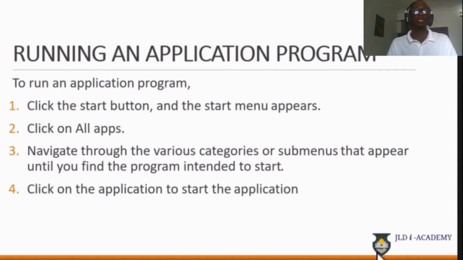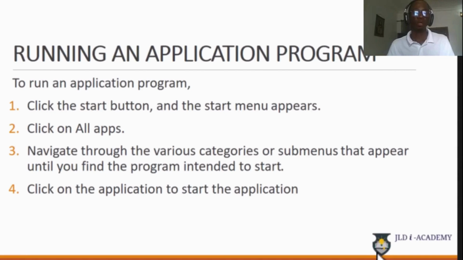Now, let's look at how to run an application program. When you talk about an application program, you're talking about an application on your system. How do we run programs on your system? Let's say you want to open Microsoft Word, VLC Player, or Recycle Bin. How do you carry it out? First of all, you click the start button. Then when the start menu appears, you click on all apps. Then when all the applications appear, you navigate through.